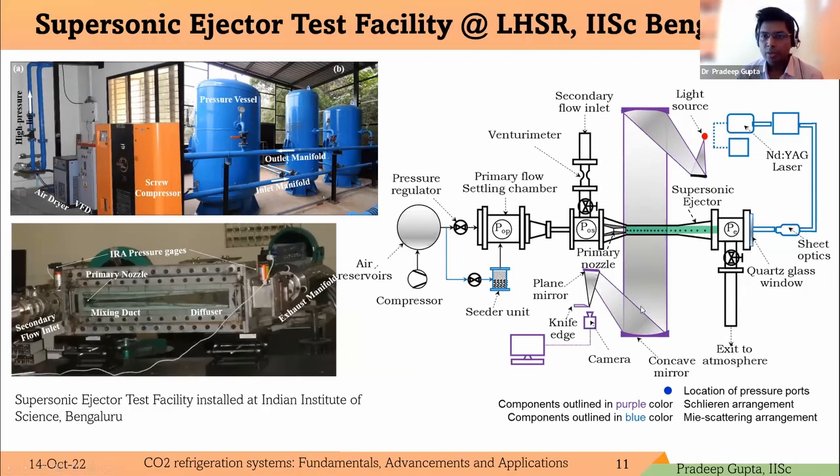And we have an arrangement for the Schlieren measurement. This purple outline component shows the Schlieren setup, and this blue one is the other optical setup, so I'm not going to explain anything about those images. And these dots correspond to the pressure ports along the ejector axis. We have a total of 19 pressure ports in 3 different rows, to measure the primary and secondary pressures inside the ejector.